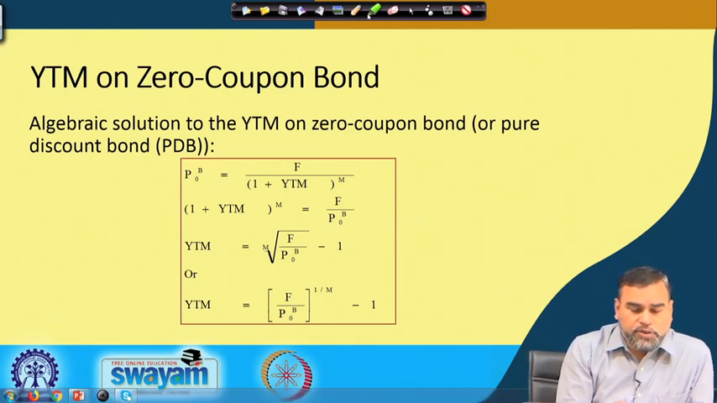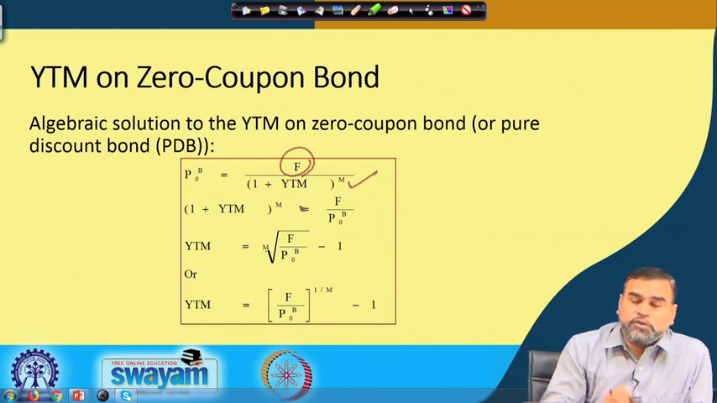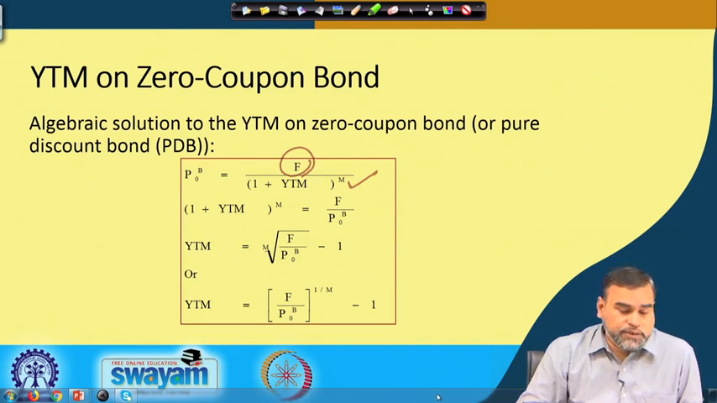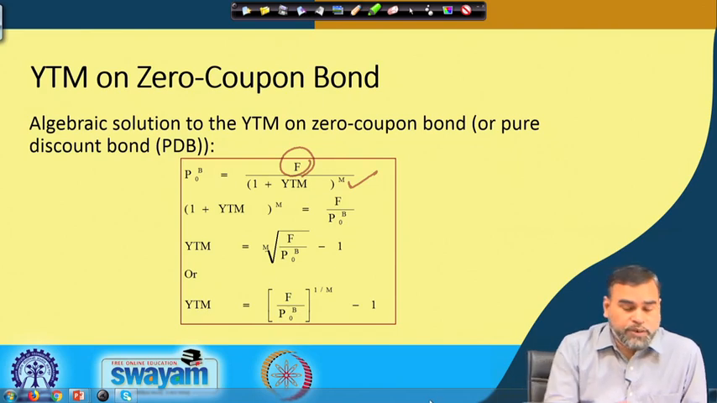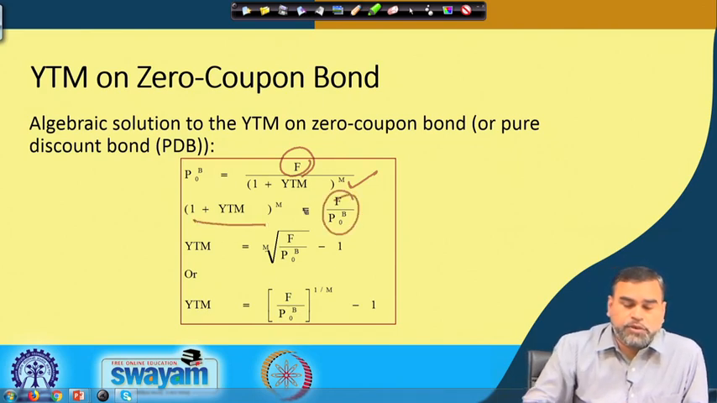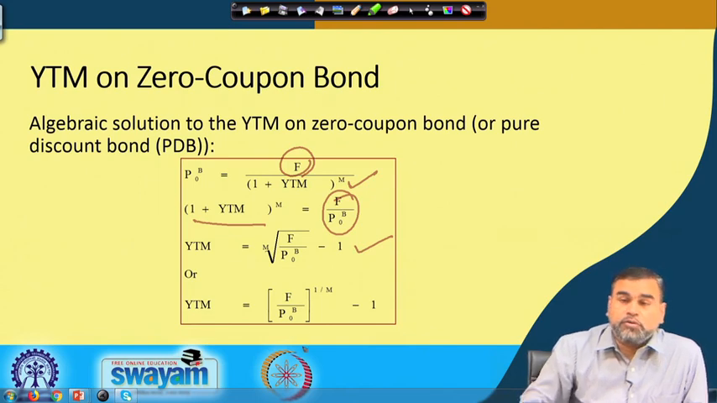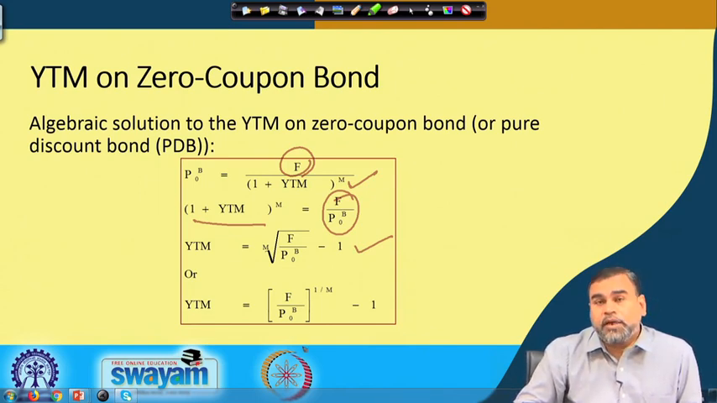The price of a pure discount bond is the face value, or the maturity value of the bond, divided by (1 plus YTM) to the power m. We are only discounting with respect to the YTM and that period, because there is only one component of the cash flow, and the other component is not available in this case. If you solve it, (1 plus YTM) to the power m is equal to F by P0, so YTM is equal to the m-th root of F by P0 minus 1, or YTM is equal to (F by P0) to the power 1 by m, minus 1.